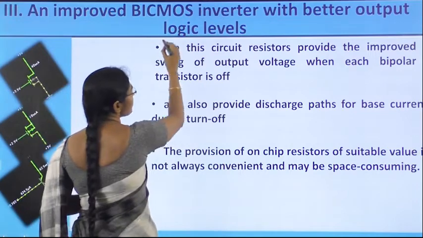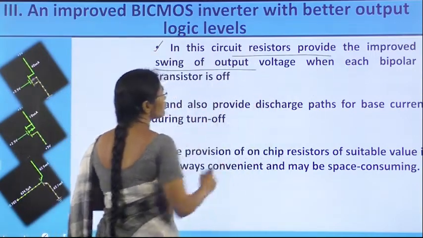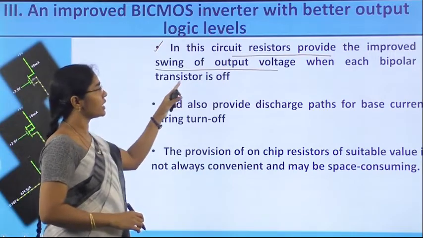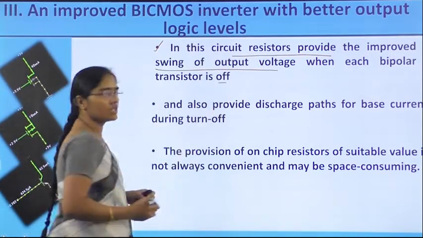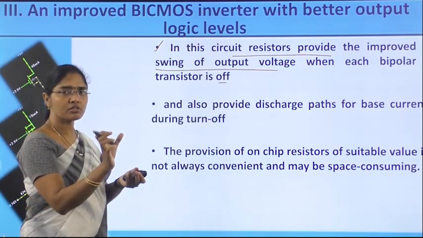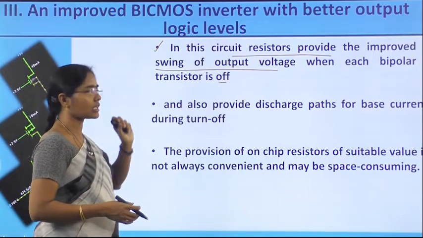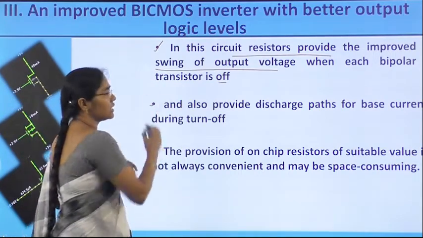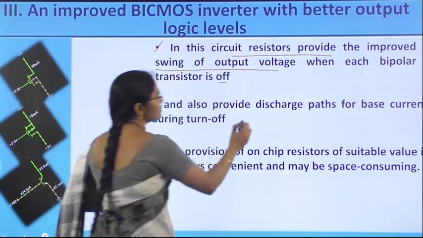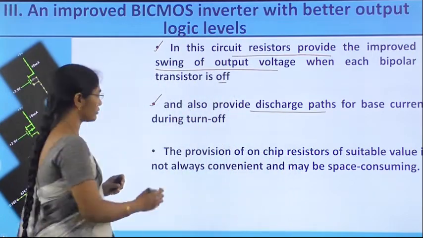In the circuit, resistors provide the improved swing of the output voltage when each bipolar transistor is off, because its bases are discharging. Therefore, VBE is reduced, so the output swing is increased. They also provide discharge paths for base current during the turn off.